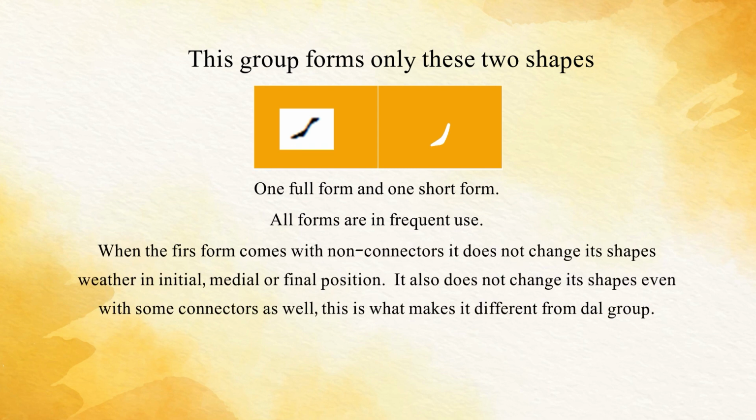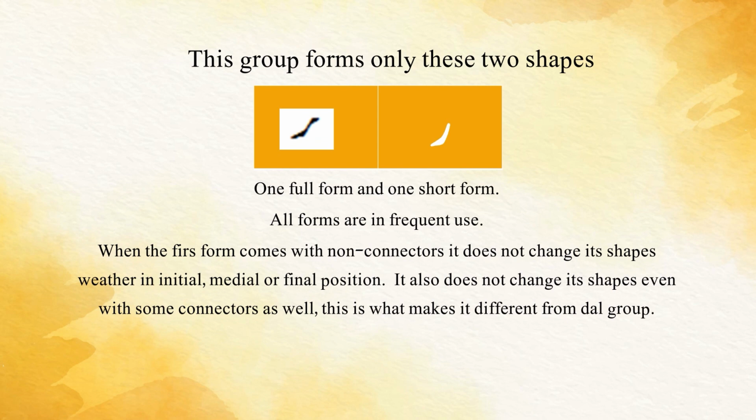When the first form comes with non-connectors, it does not change its shapes whether in initial, medial or final position. What you have to remember? When the first form comes with non-connectors, and we know about non-connectors, what they are. Non-connectors: alif, dal, zal, re, ze, j. There are some other alphabets, so you have to remember, when the first form comes with non-connectors, it does not change its shapes whether in initial, medial or final position.